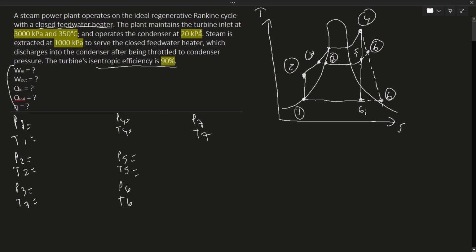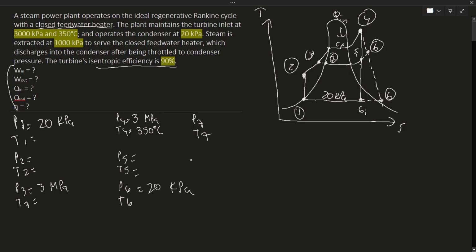It's saying the plant maintains a turbine inlet at 3 MPa. It's over here, the turbine inlet, point 4. So 3 MPa, 350 degrees Celsius. Keep in mind over here it's Q in. There's no work; we're assuming there's no work being involved. That means it's constant pressure. So P3 equals P4, so over here also 3 MPa. And it operates a condenser at 20 kPa. 20 kPa is over here. Constant pressure, right? So P1 is 20 kPa, the same as P6, 20 kPa.